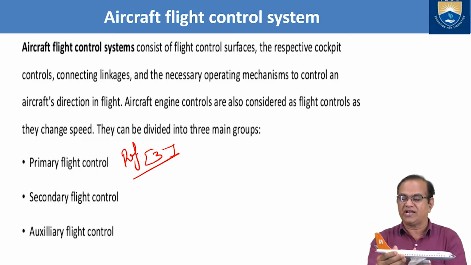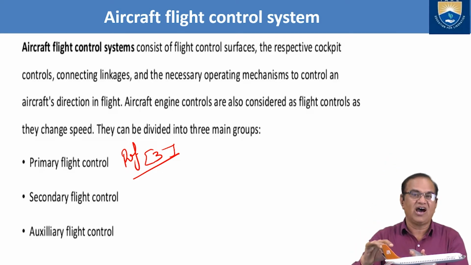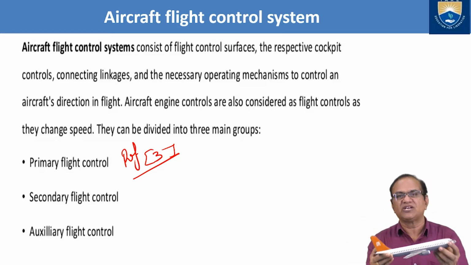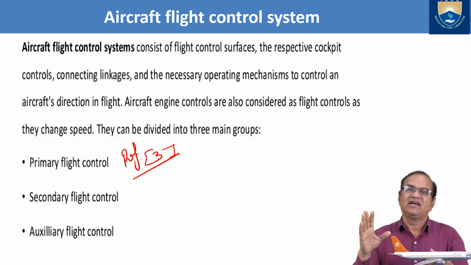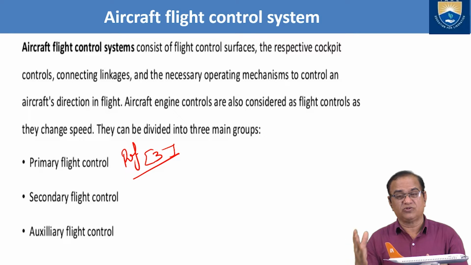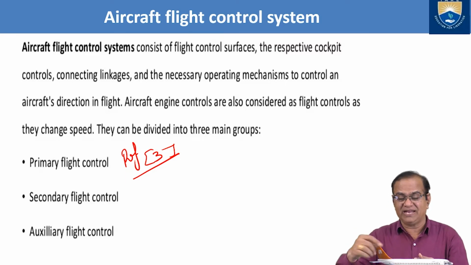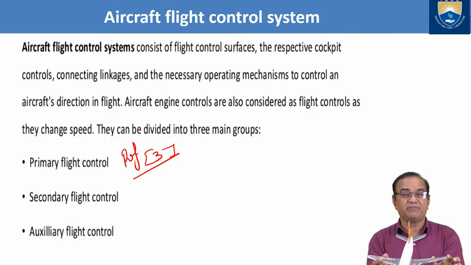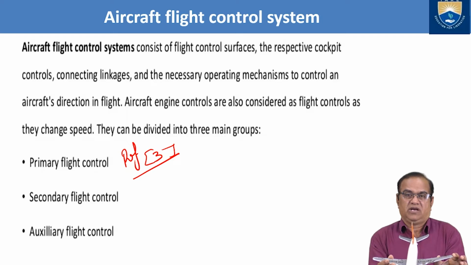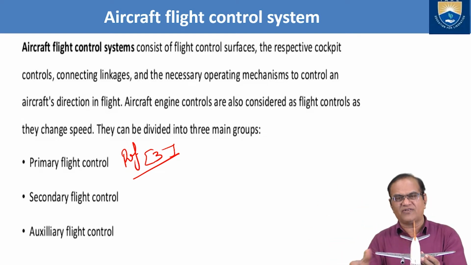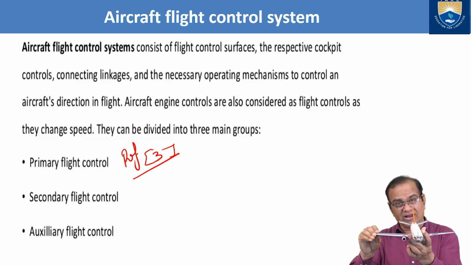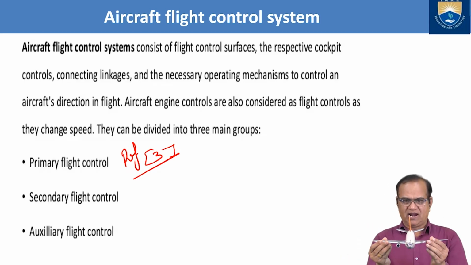If I want to make the nose go down, a force should act upward on the horizontal tail. If I want to make the nose go up, the force should be generated below and go like this. So that is the elevator control. These two are primary controls, and another primary control is the aileron. Ailerons are always fixed at the tip of the wing. If I want to roll left or right, the aircraft moves like this.